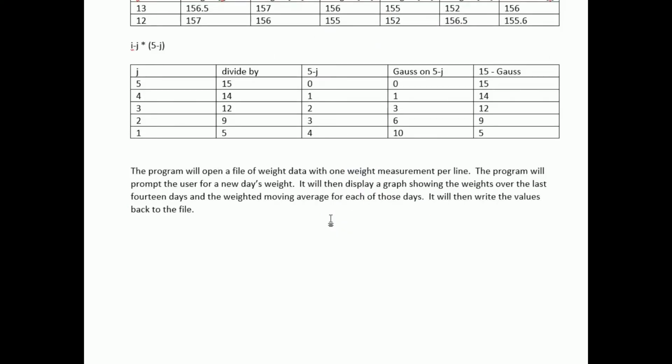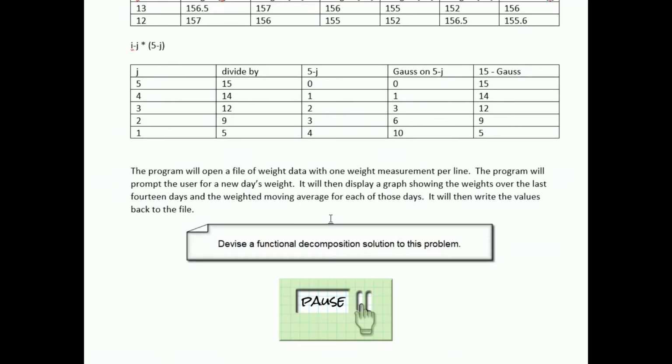Remember the specification. The program will open a file of weight data with one weight measurement per line. The program will prompt the user for a new day's weight. It will then display a graph showing the weights over the last 14 days and the weighted moving average for each of those days. It will then write the values back to the file. Pause now.